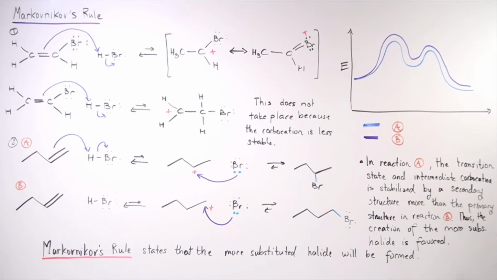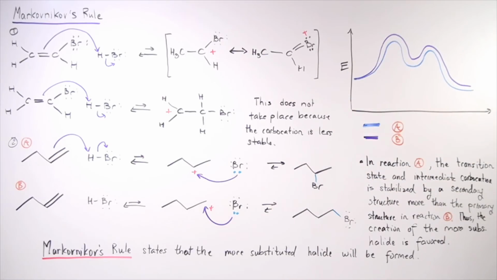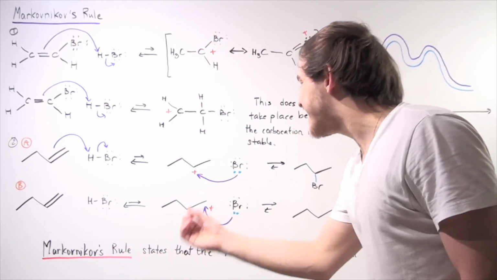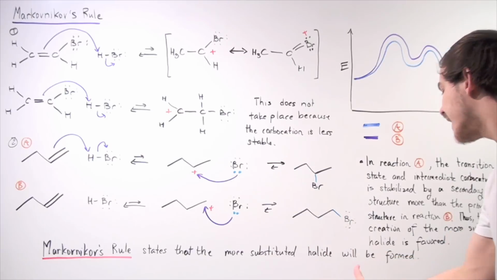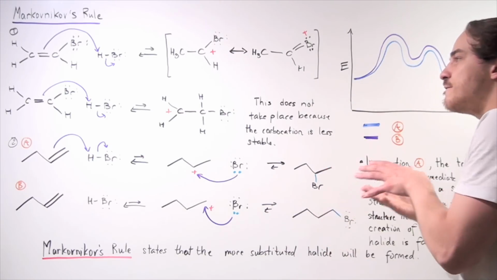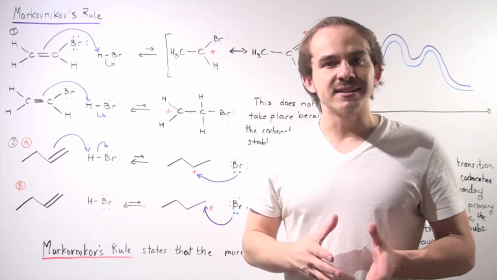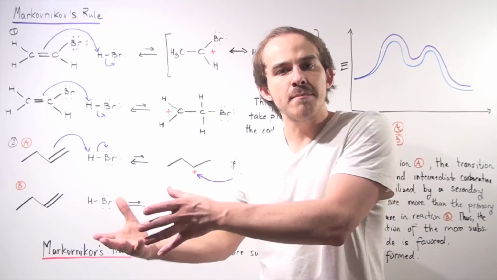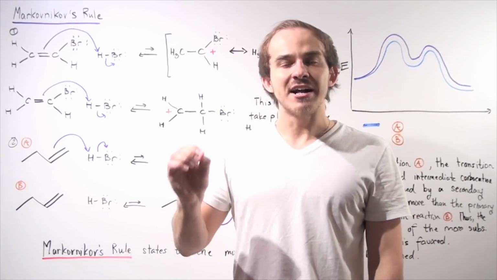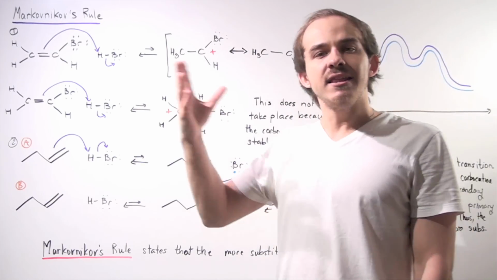Thus, the creation of the more substituted halide, this is the more substituted halide, will be favored. And this is known as Markovnikov's rule. So Markovnikov's rule states that the more substituted halide will be formed. Now, why exactly is the more substituted halide favored? Why is it that tertiary carbocations are more stabilized than secondary, which are in turn more stabilized than primary, which are in turn more stabilized than methyl? Well, there's a concept known as hyperconjugation that creates this more stabilizing effect that we will discuss in the next lecture.